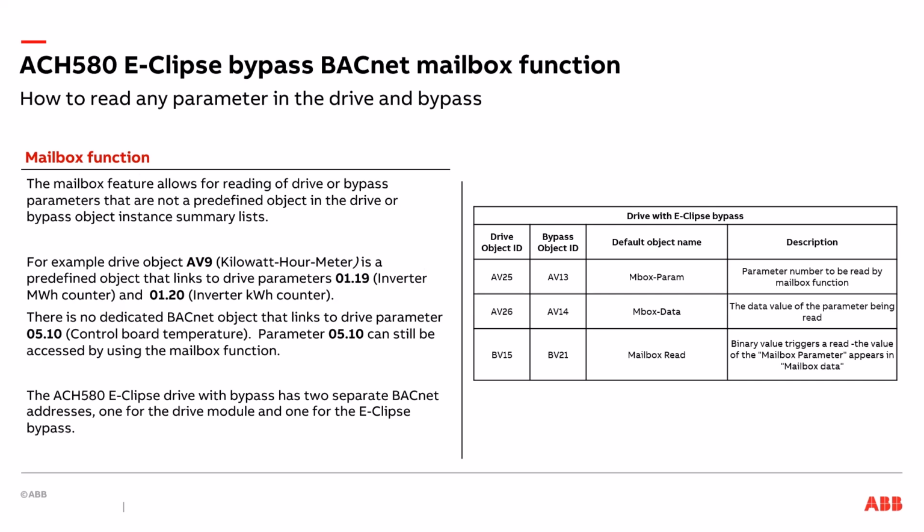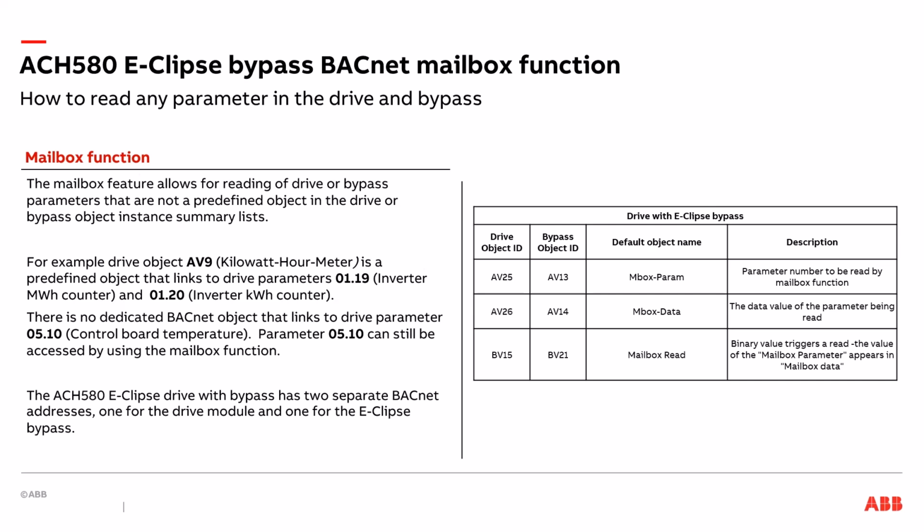Today I'd like to quickly show you how to use the BACnet mailbox function that's available on the ACH580 E-Clipse bypass. Now you may be wondering, what's the purpose of the mailbox function? Well, the mailbox function allows you to access drive parameters that are not linked to a predefined BACnet object, for example an AV or BV point.